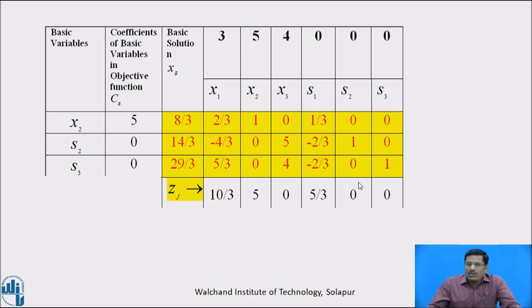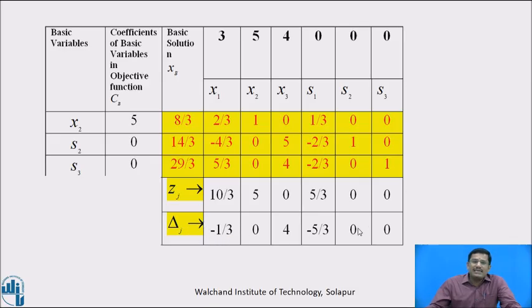The next step is calculating the net evaluations delta j, that is, taking the subtraction Cj minus Zj. After taking the subtraction, we get these entries. Here you can see that there is only one positive entry, which indicates that the current solution is not optimal. As we have only one positive entry, this will be treated as the largest delta j positive entry. We can mark it by an upward arrow and write it as the key column. The variable corresponding to this column is x3, so x3 will enter the basis.